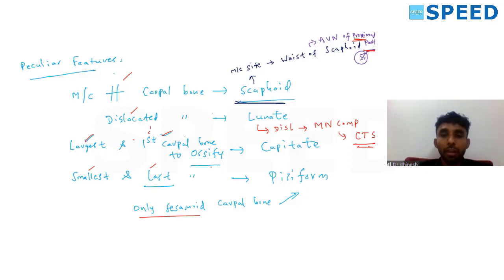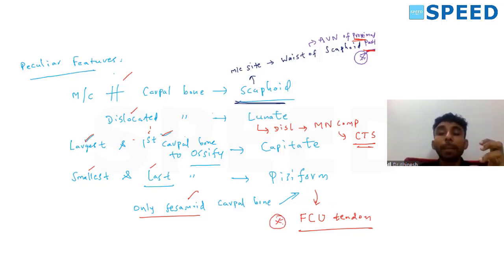Fine. And I told you the only sesamoid carpal bone is pisiform. You know the meaning of sesamoid bones, right? Those small bones which ossify in the tendons of certain muscles. So pisiform is ossified within the tendon of which muscle? That is the question. The answer is flexor carpi ulnaris tendon. Pisiform is ossified within the tendon of flexor carpi ulnaris, FCU.